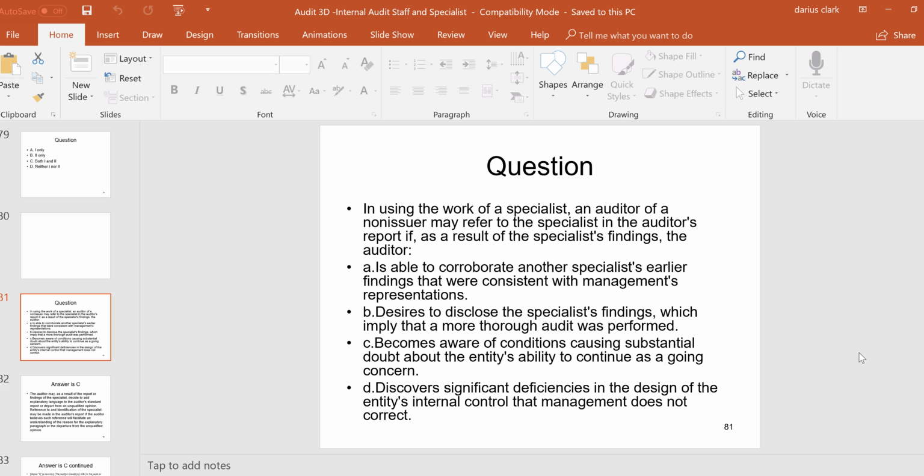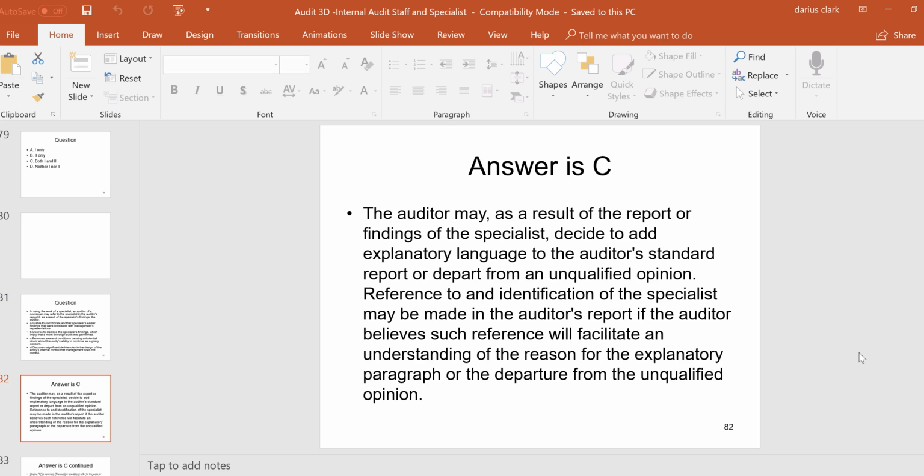C. You'll mention the specialist if the auditor becomes aware of conditions causing substantial doubt about the entity's ability to continue as a going concern. So if all the inventory of precious gems turns out to be fake according to the specialist, that's when you would refer to the work of the specialist in the auditor's report, because suddenly you've got a going concern issue.